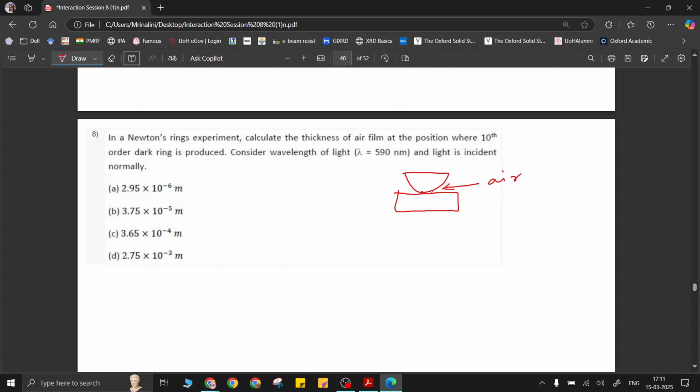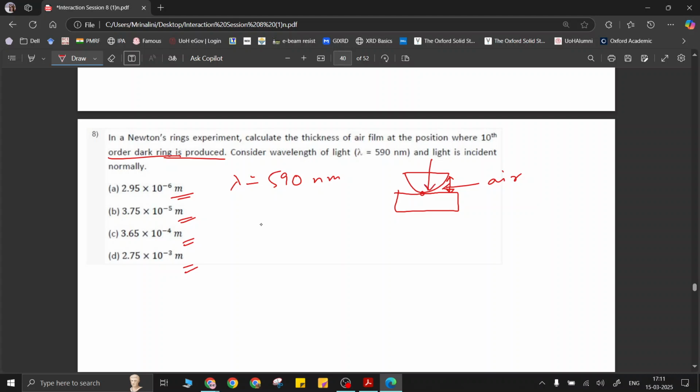As you can see, the thickness is varying, but we have to find out the thickness at the position where 10th order dark ring is produced. So at the center will be dark, then bright, then dark, then bright. So consecutively, alternatively, we'll be getting dark and bright fringes. Where we'll be getting 10th order dark ring, we have to find out the thickness at that particular place. Wavelength here we have to consider 590 nanometer, and final answers are in meter. We'll consider that also. Light is incident normally.